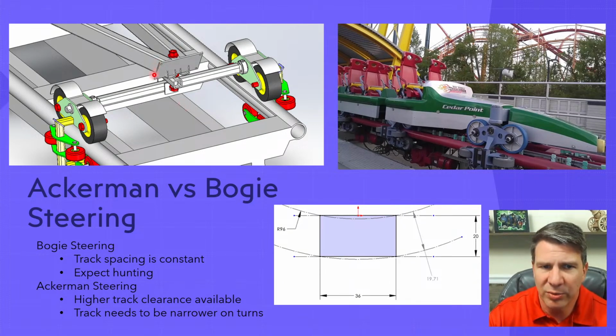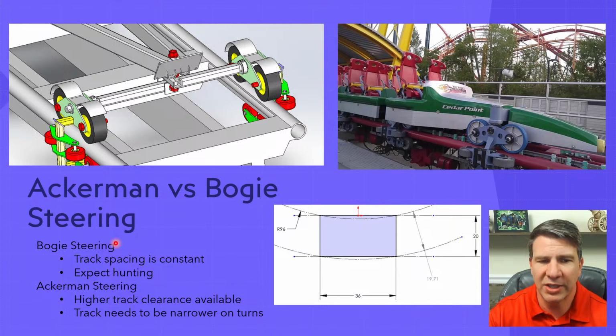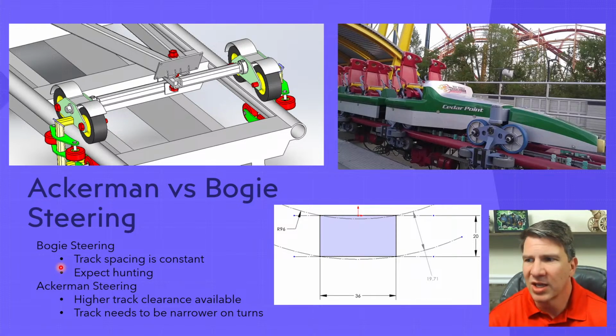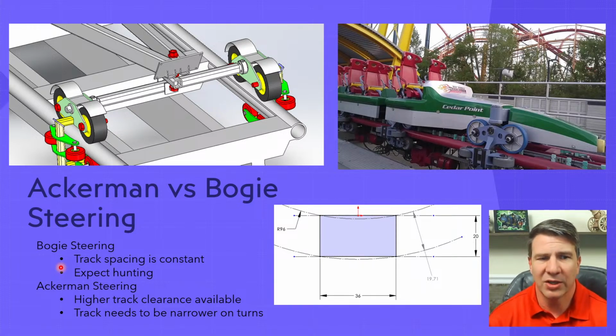There's also another bolt here that may actually be hidden that goes horizontal, and that allows for the roll. This part can go up and down, and this part will react accordingly. This is called bogie steering, and it's a very good way of doing it. One of the benefits is the track spacing is constant, but we're going to need to expect something called hunting.